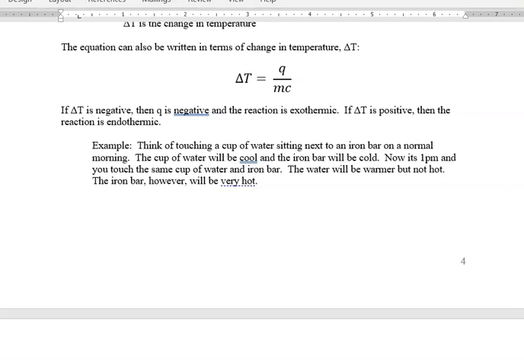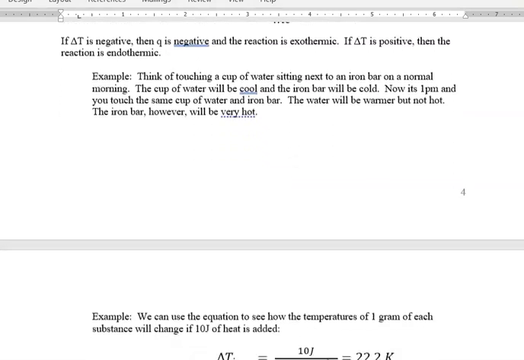Generally speaking, the higher the specific heat, the less the change in temperature due to a certain amount of heat. In other words, water has a relatively high specific heat, so a certain amount of heat won't cause its temperature to change very much. Iron has a low specific heat, and so the same amount of heat put into an iron bar will cause its temperature to change quite a bit.